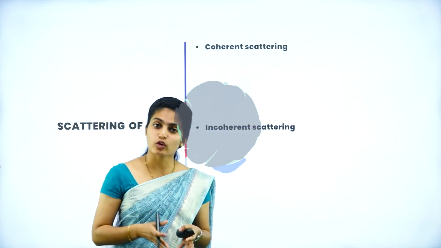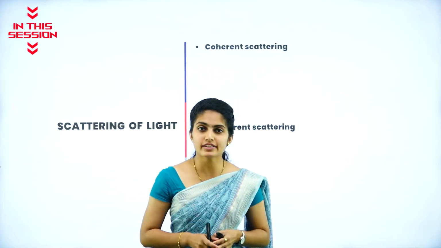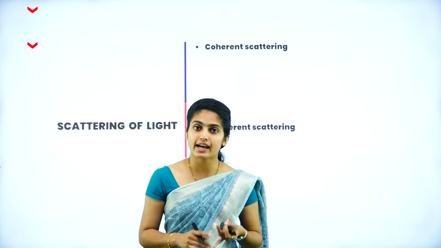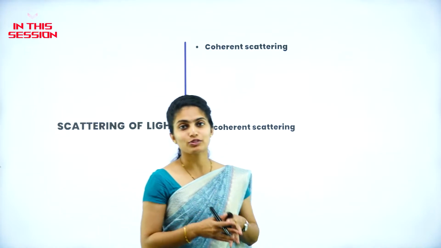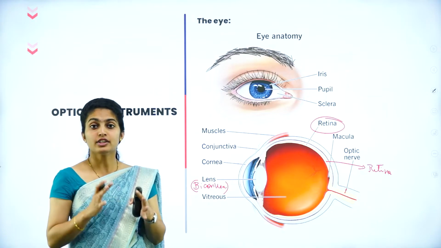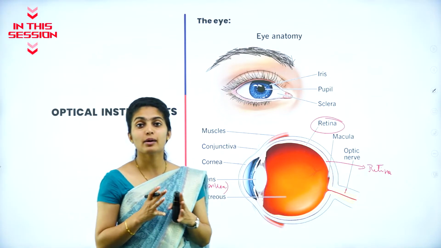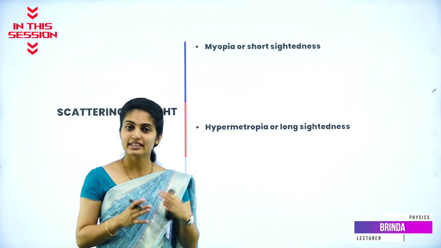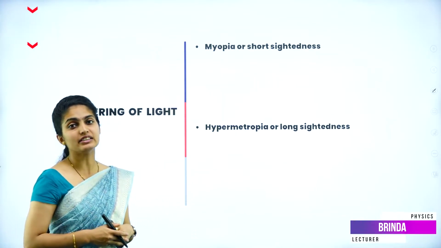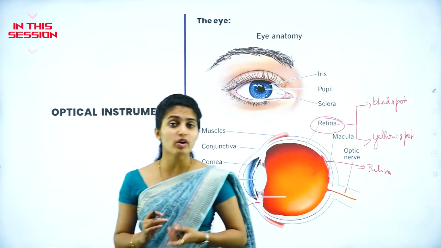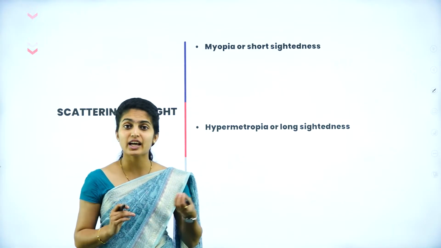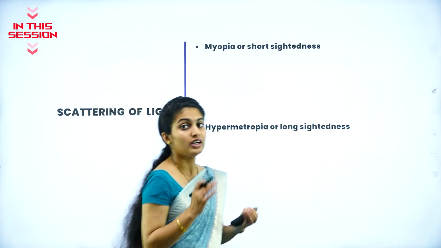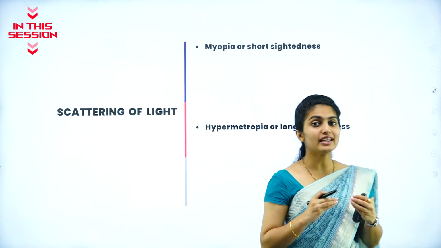So what is meant by coherent scattering? Coherent scattering means the wavelength of the scattered light is same as that of the wavelength of the incident light. A normal eye has got 576 megapixels of the clarity. Myopia means short-sightedness. Hypermetropia means it is long-sightedness. So what can be the defects of eye? It is hypermetropia and myopia, that is the short-sightedness and the long-sightedness.